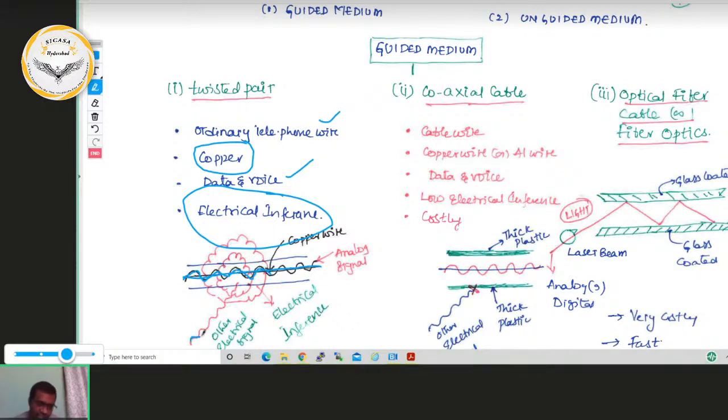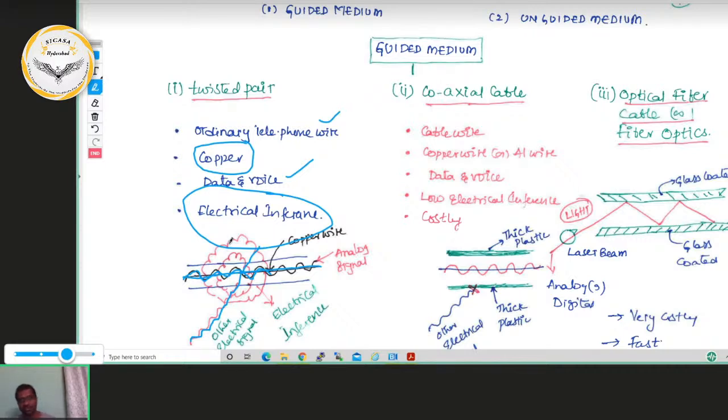Now, if another electrical signal, an outside electrical signal, enters or passes through this particular wire, what will happen? It creates a disturbance or it creates noise. So that is called electrical interference.